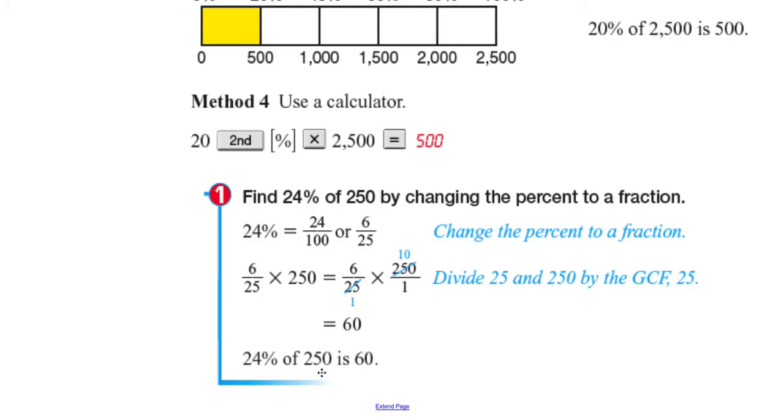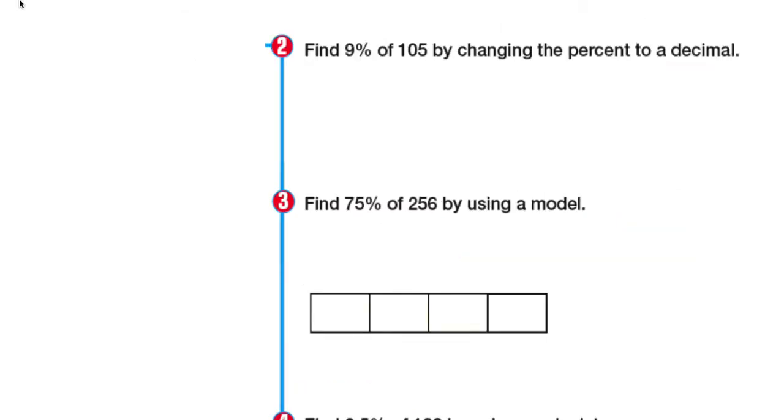Okay, take a look at example number 2. You want to find 9% of 105 by changing the percent into a decimal. This is method 2. We want to find 9% of 105, and we want to use method 2, changing the percent into a decimal. So we start off with 9%, which is equal to 9 over 100.